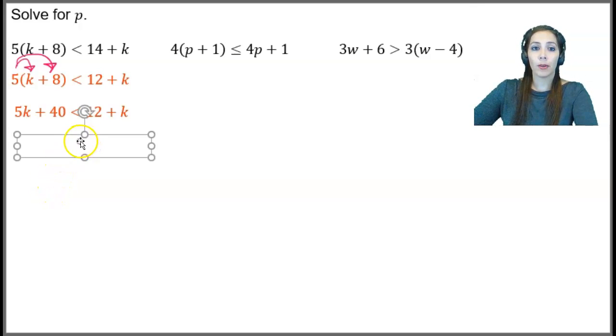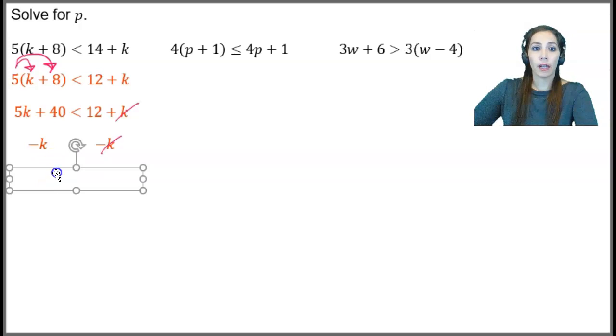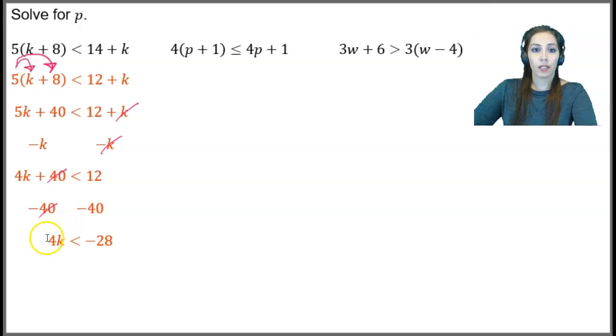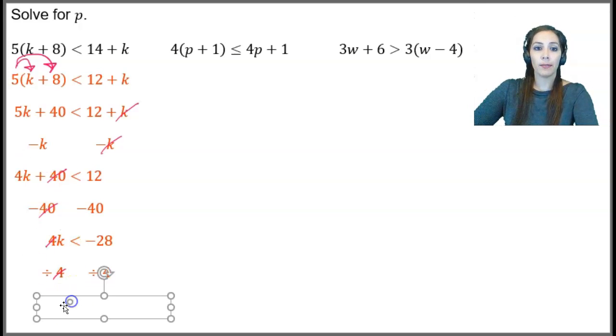From here, I'm going to go ahead and subtract k from both sides. They will cancel out on the right, and that will leave me with 4k plus 40 less than 12. Then from here, we will subtract 40 from both sides. 40 will cancel out on the left, and we will end up with 4k less than negative 28. From here, we'll divide by 4. The 4's will cancel out on the left, and that will leave me with k less than negative 7.